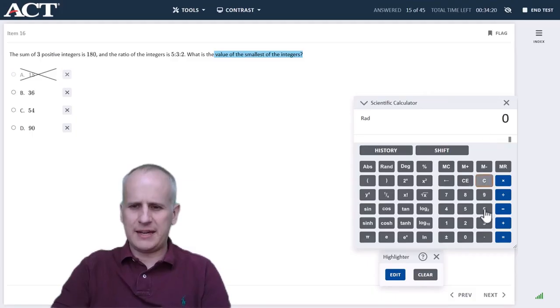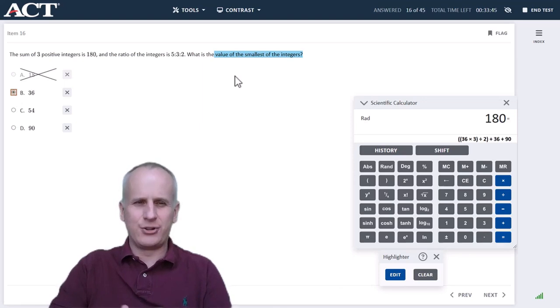So we're going to take our 36, multiply by 5, and divide by 2, and that's going to be 90 there. So we know that 90 will be the biggest if 36 is the least. If we took our 36 and we multiplied by 3 and divided it by 2, we get 54. 54 plus 36 plus that 90 we just saw is going to sum to a total set of integers of 180, and there is our correct answer of B in this problem.